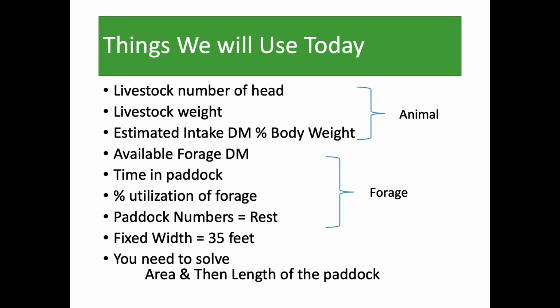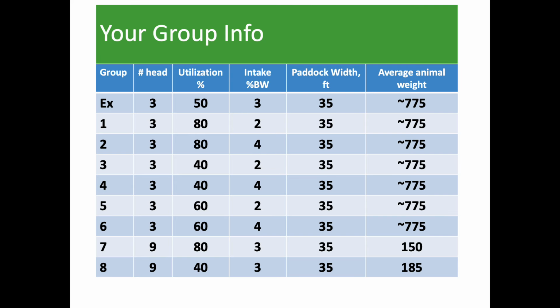So we need to solve for the area of the paddock, and then since you already have the width, you just need to determine the length. So in your notebook, you've got a table that looks like this. It does not have the correct numbers, so real quickly, jot down for your group numbers, so your 1 through 8, you need the number of head, that utilization. I think the only things that are probably different are the number of head and the average animal weight. But quickly jot that down for your group so you've got it.